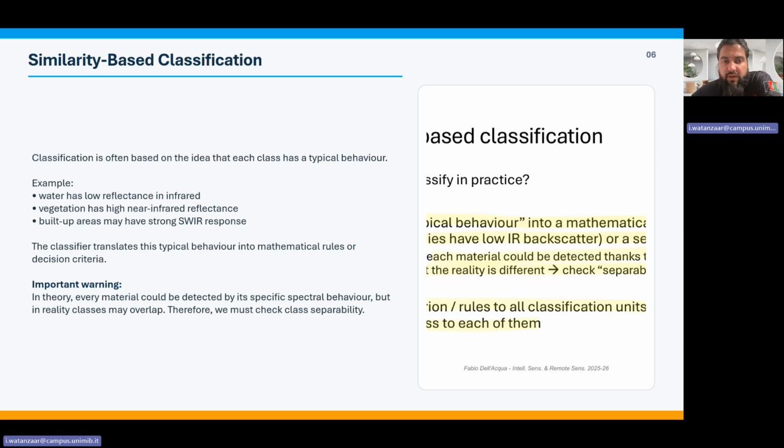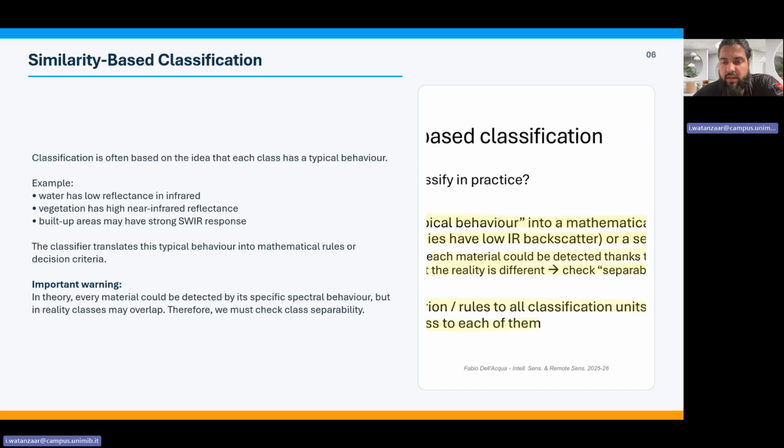An important warning is that in theory, every material could be detected by its specific spectral behavior. So far, we understood theoretically that every material could be detected by its spectral response, but in reality, classes may overlap. That could happen many times, because the same electromagnetic waves can overlap with each other. This could be one of the reasons that the neighboring pixel values may be nearby, up and down. Therefore, we must check class separability. That is really important. Classes should be separated very clearly, a crisp cut. So while we are assigning the data based on its typical behavior, it should be very clear and obvious.